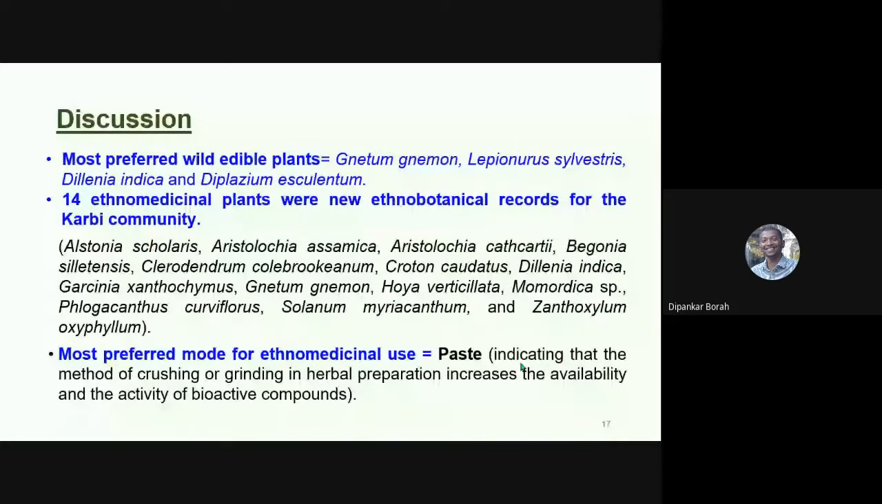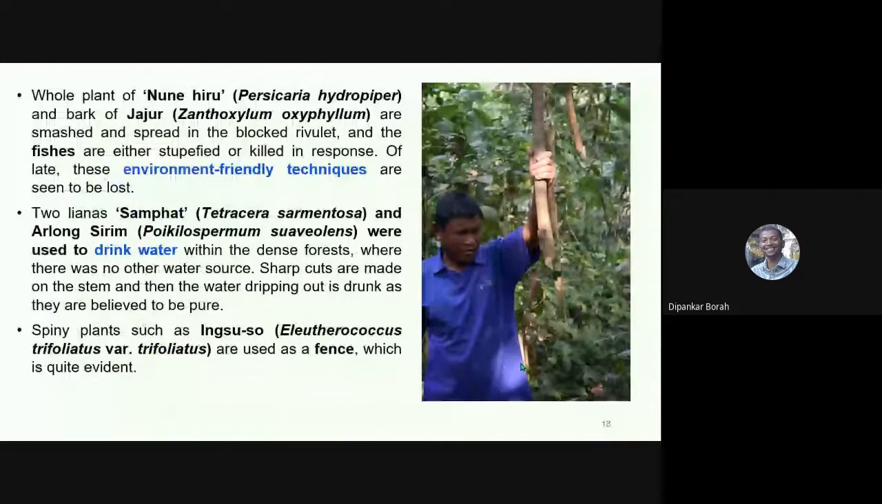There are several interesting uses of plants recorded, such as the plants Nunehiru, that is Persicary hydropiper, and the bark of Jajur, that is Xanthozylum oxyphilum, which are smashed and spread in the blocked rivulets, which kills or stupefies the fishes. These environmentally friendly techniques are now seen to be lost. When deep inside the forest, the people are quenched with thirst, then sharp cuts are made in the stem of climbers such as Samphat, Tetracerus sarmentosa, Arlongserim, Poikilospermum suaviolens. The water dripping out is drunk and believed to be pure.